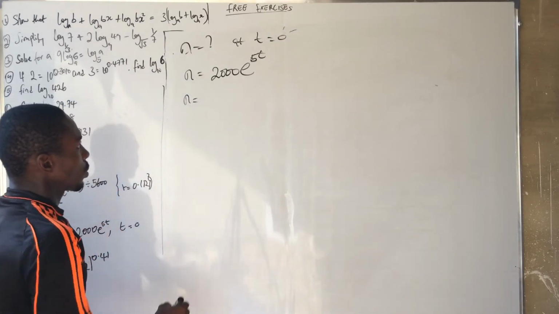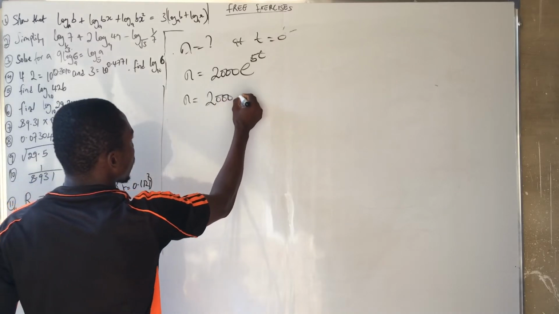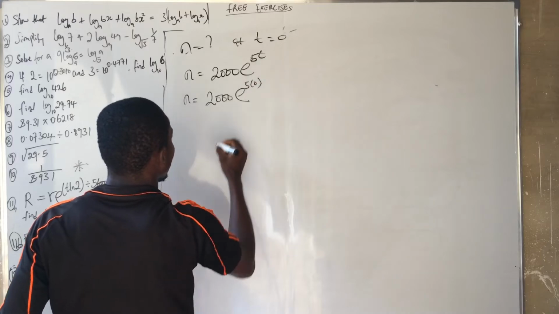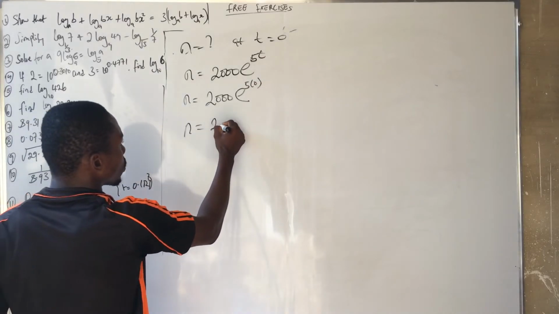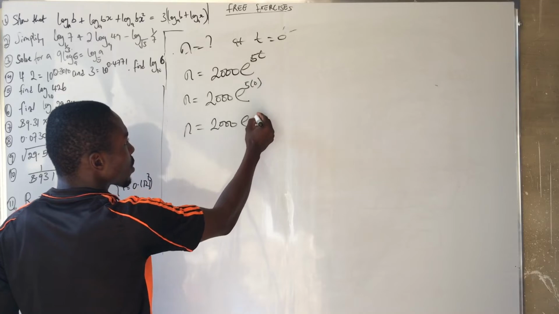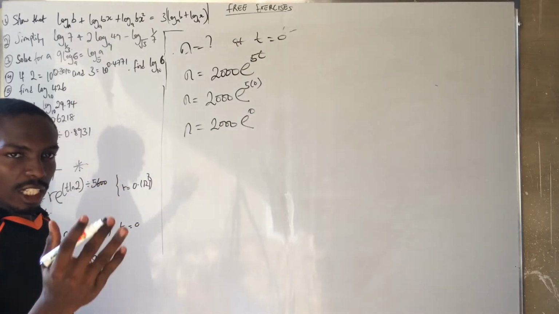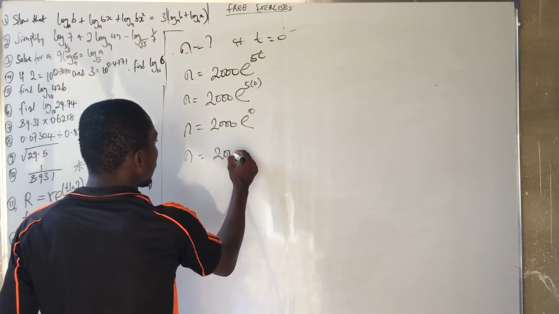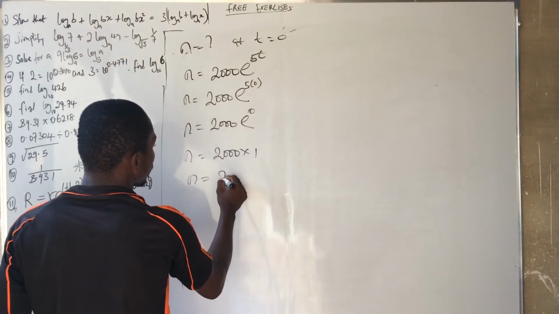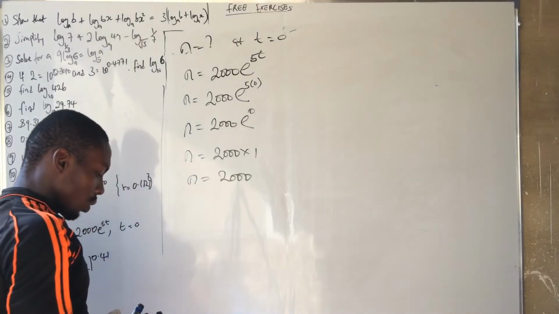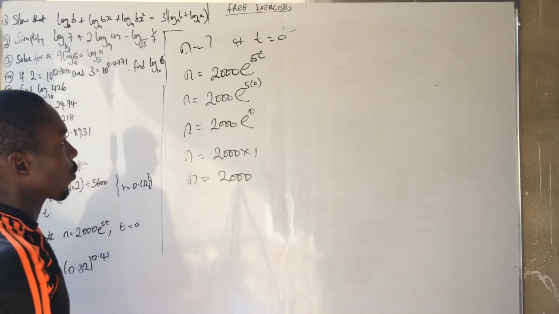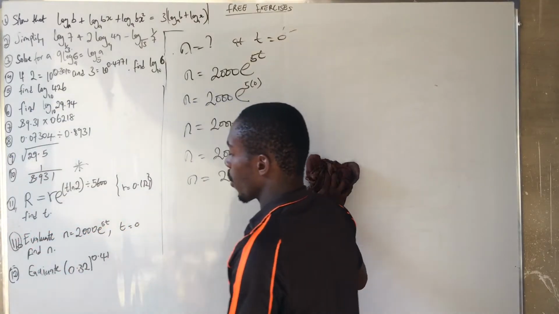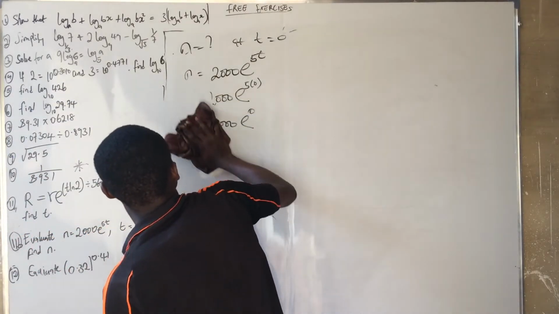N is equal to 2000 exponent 5, what is our t? It is 0. So we have that n is equal to 2000 exponent 5 times 0, which is 0. And exponent 0 is 1. So n is equal to 2000 times 1. N is equal to 2000. So that is it. Of course, that one is very, very easy. So we solve number 12 as the last.